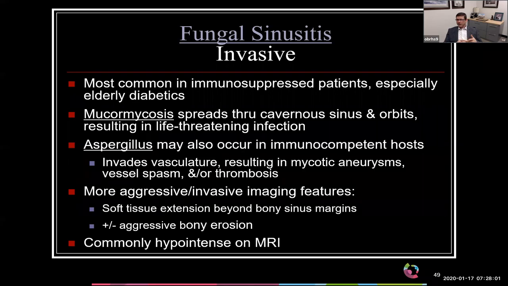Aspergillus often occurs, invasive aspergillus in immunosuppressed patients, but it can also affect immunocompetent patients. And aspergillus loves to involve the vasculature, so you could see vessel spasm, aneurysms, or even frank thrombosis. So what we're looking for on imaging in these immunosuppressed patients is more aggressive imaging features. So we're looking for soft tissue extension beyond the bony margins of the sinus with or without underlying aggressive bony destruction or bony erosion. And again, like we talked about, a lot of times focal fungal elements will be hypointense on MRI.